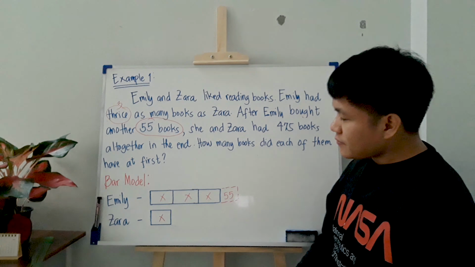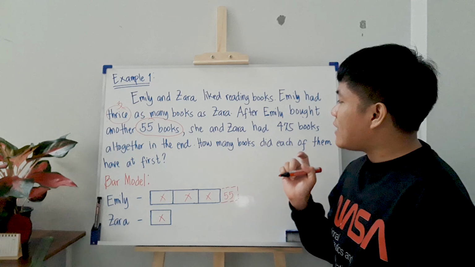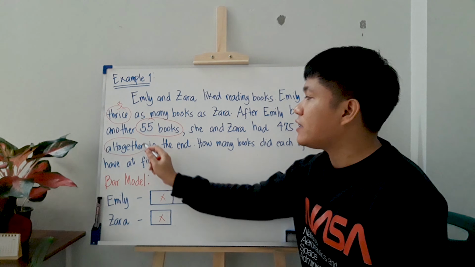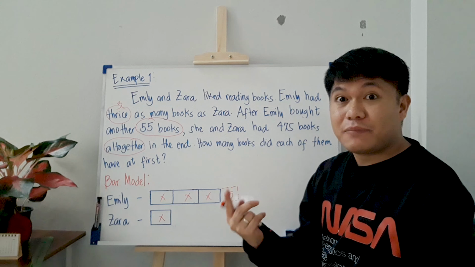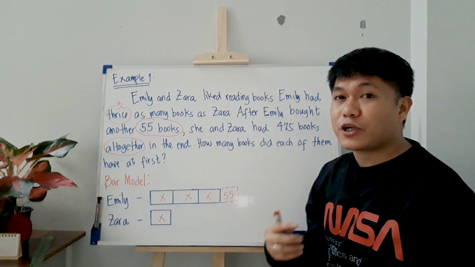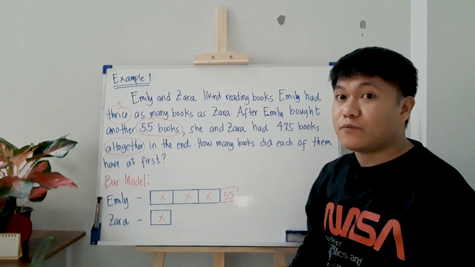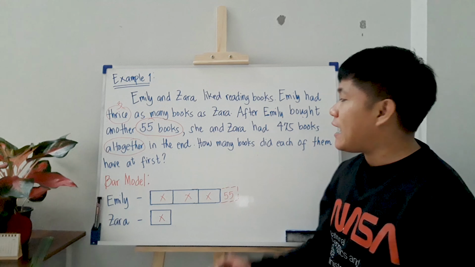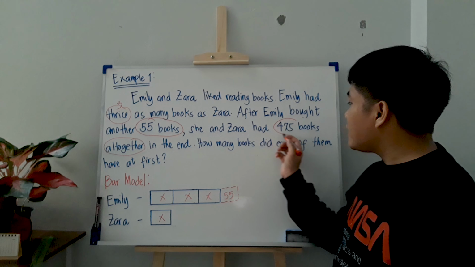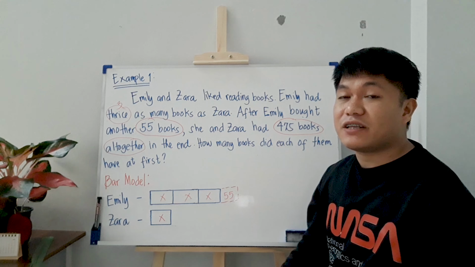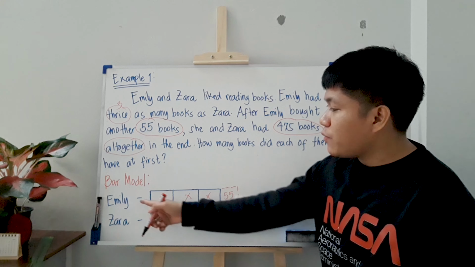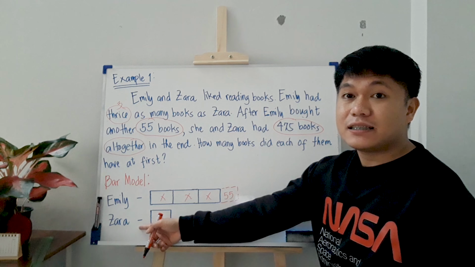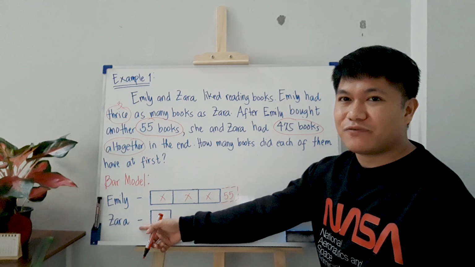Okay. Next, she and Zara had 475 books altogether in the end. So we have here the keyword altogether. That means we are going to get the total. We are going to add the number of books of Emily and the number of books of Zara, and altogether they have 475 books. That means when you add the number of books of Emily and the number of books of Zara, the total is 475.